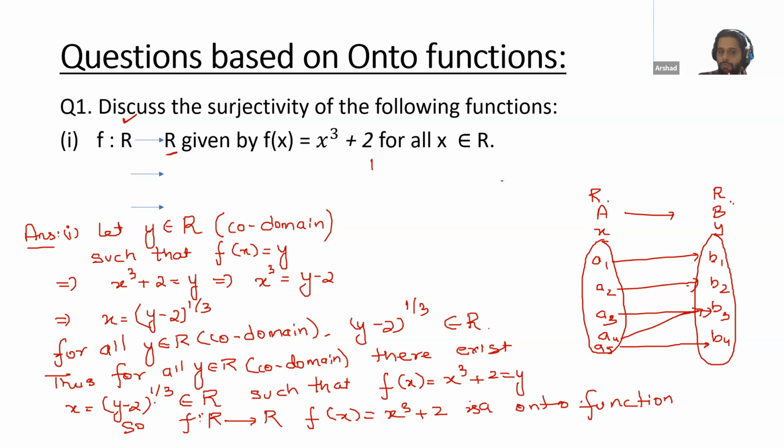Now what is this (y minus 2) power 1 by 3? This is x, which we have already found here. So we are saying that for all y belongs to R, there exists x equal to this expression, which belongs to the first set, and this is the condition. This is the function we have written here. What we are trying to say in this statement is that for every value of y, there exists x. That's why it is an onto function, and this is the definition of onto: for every value of y, there exists a preimage in set A. So this is a standard statement.